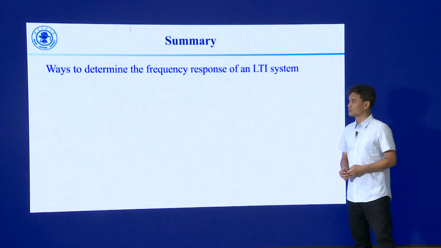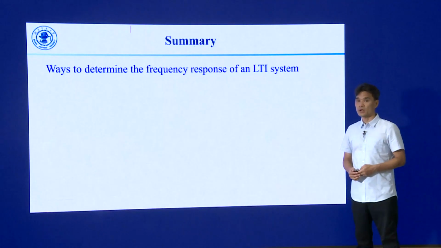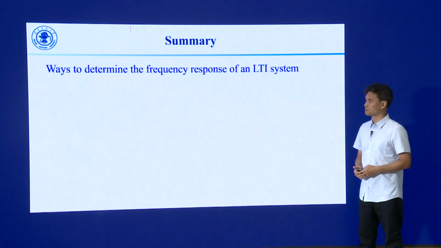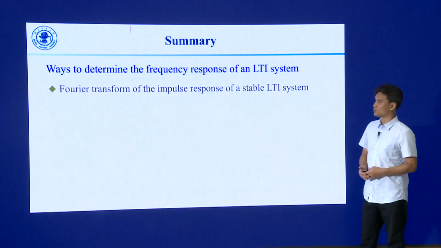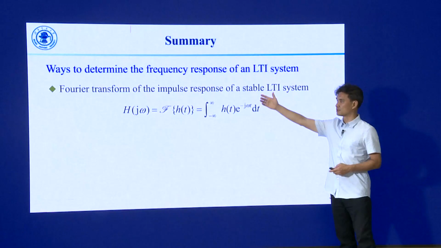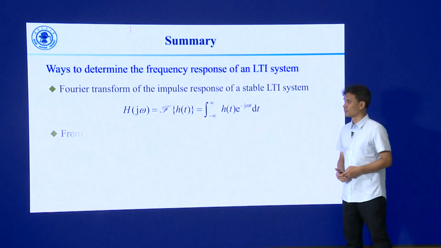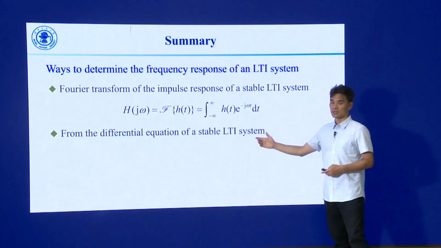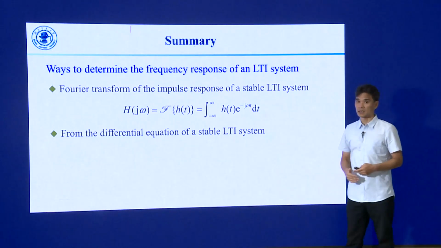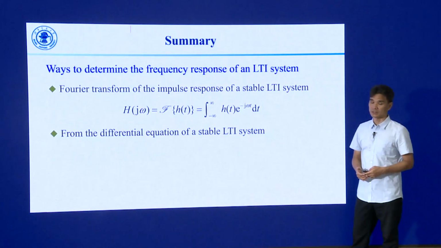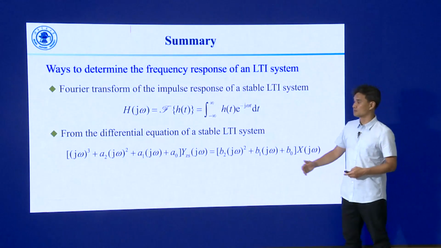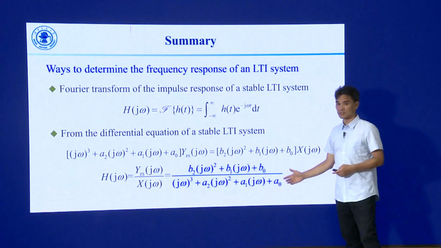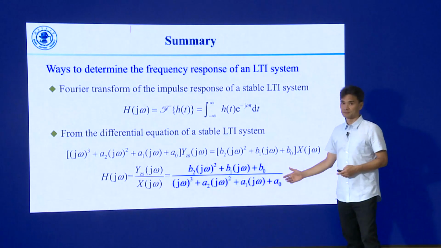To summarize, there are basically two ways to help us determine the system's frequency response. One is we do the Fourier transform of the system's impulse response. And the second is based on the differential equation that can be used to describe any LTI system in the continuous-time domain. We can convert them into the frequency domain and then use the definition to get the system's frequency response.